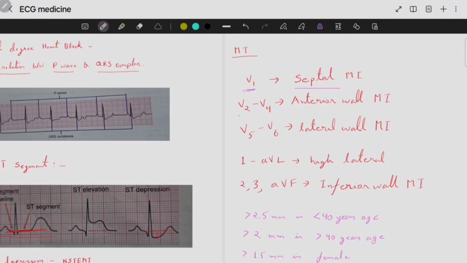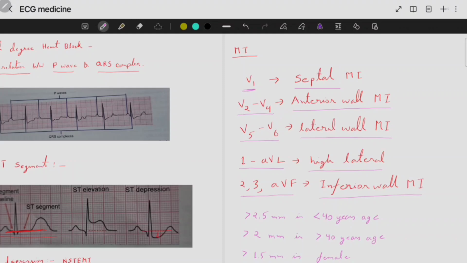Okay. If the ST elevation is seen in V2 to V4, means V2, V3, V4, then it indicates the anterior wall MI. If the ST elevation is seen in V5, V6, then it indicates the lateral wall MI. If the ST elevation is seen in 1 and AVL, then it is high lateral wall MI. And if the ST elevation is seen in 2, 3 and AVF, then it is inferior wall MI.